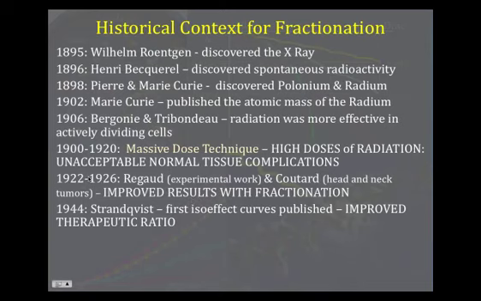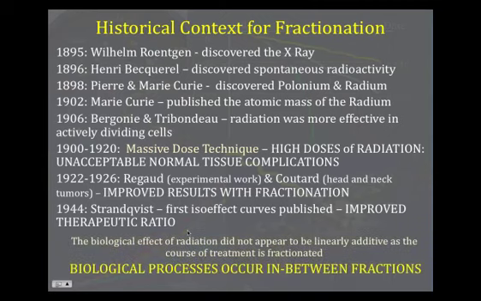In the early 20th century, experimental work, and for the first time the use of fractionation in the setting of head and neck cancer, showed that there was a therapeutic advantage. So they did achieve relatively the same levels of tumor control, but at the cost of fewer complications. And it wasn't until the 40s that the first isoeffect curves were published, and we are going to go through what an isoeffect curve is.